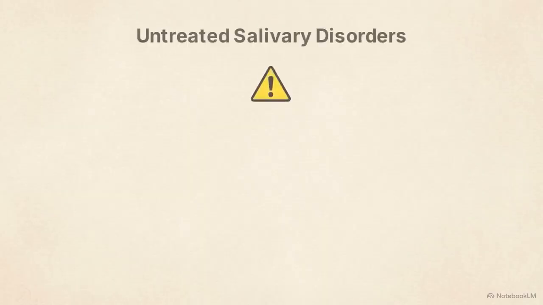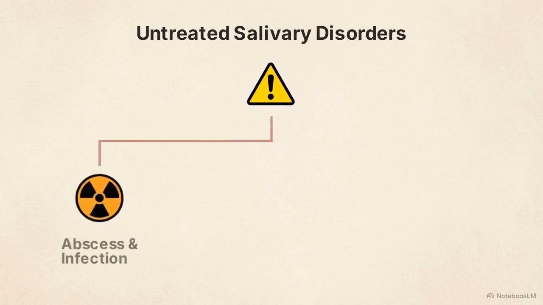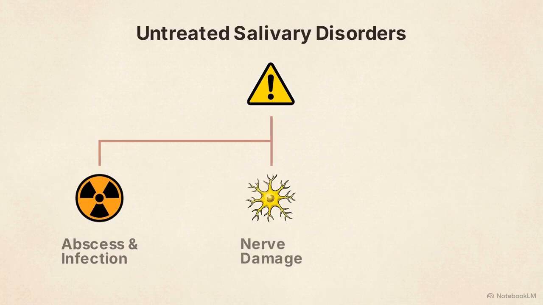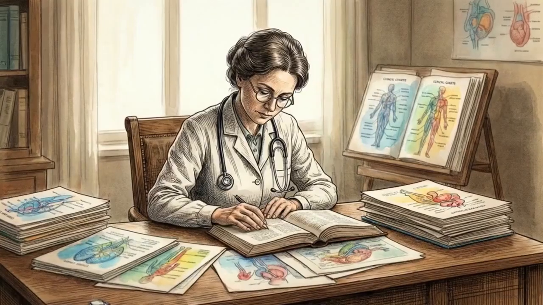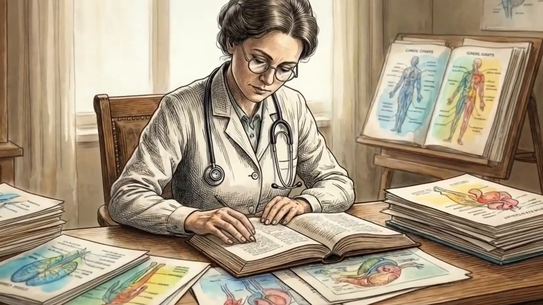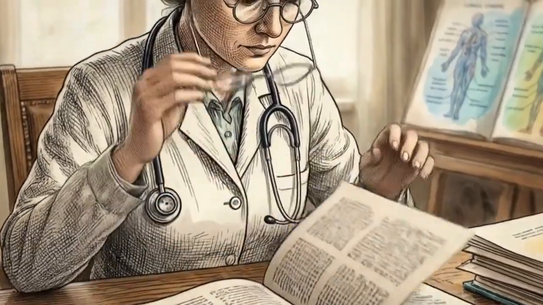Leaving these disorders untreated carries consequences. Localized blockages can progress into abscess formation or chronic infections, while expanding tumors can cause facial nerve damage and systemic dehydration. Preventing these complications requires a clinical approach that links microscopic architecture and cranial nerve mapping to the patient's observable symptoms.